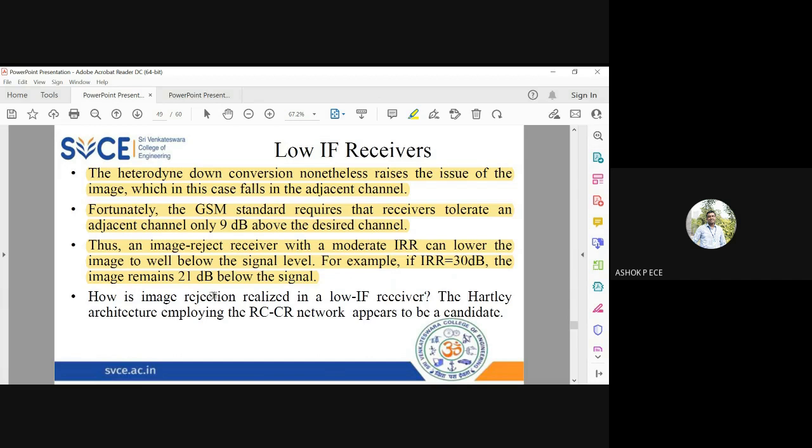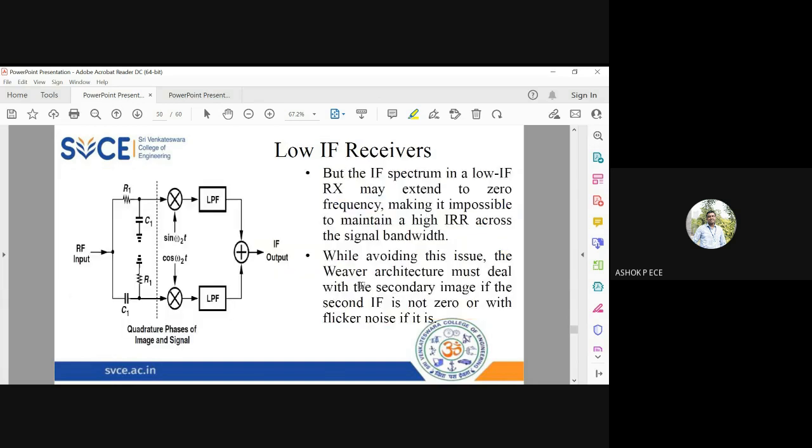So how is image rejection possible in a low IF receiver? I am again going for the Hartley architecture only, because in the Hartley architecture we have seen that by employing a proper RC and CR network, I can eliminate the image.